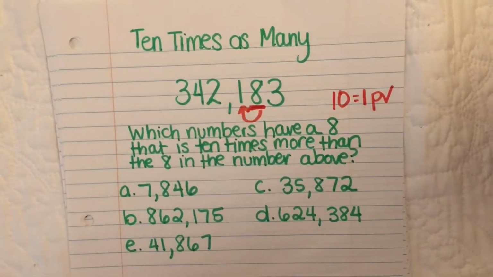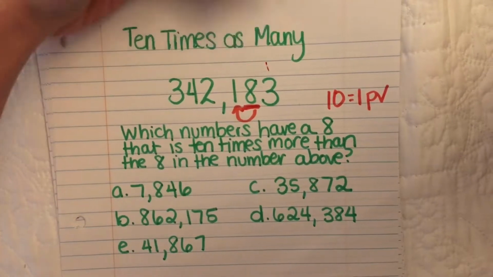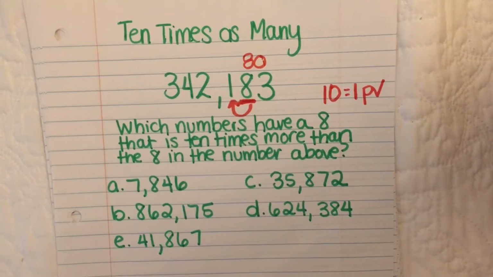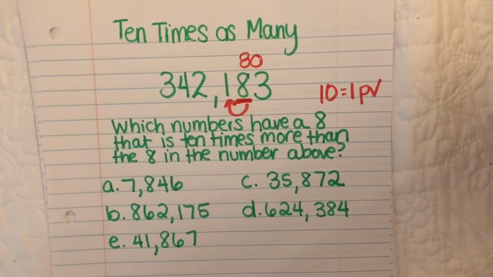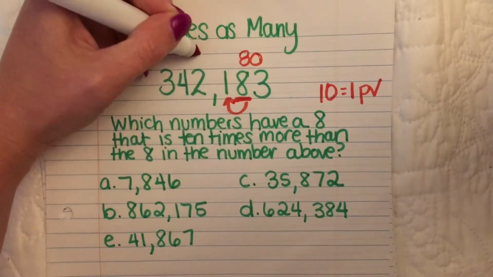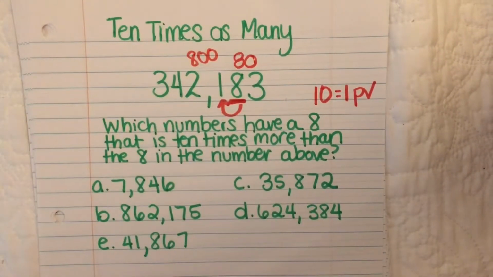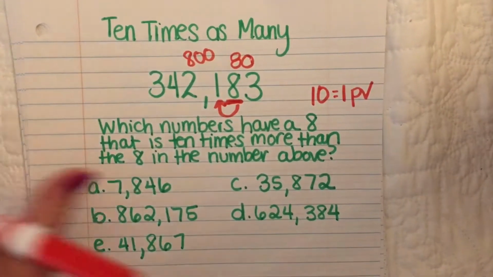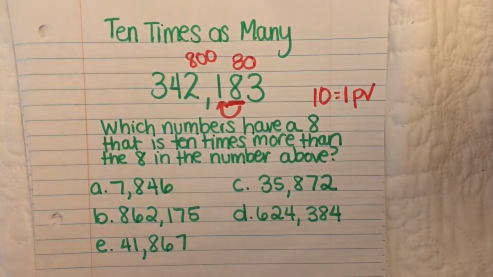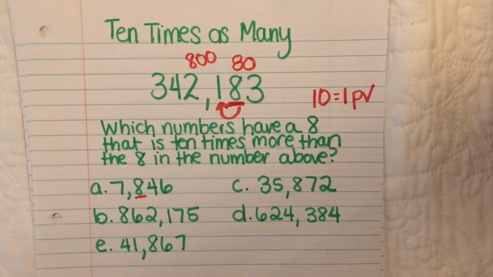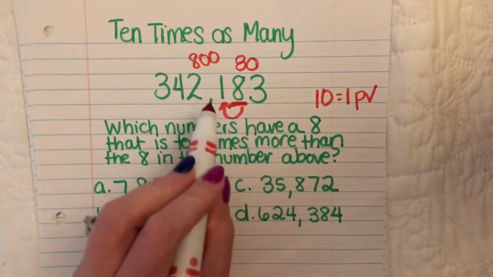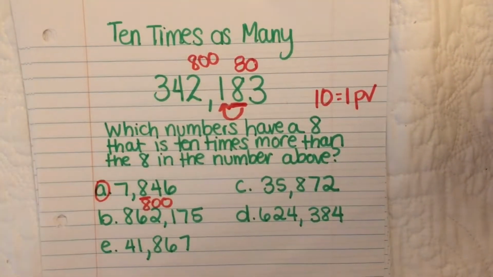So again, I would pull out that 8. Ones, tens. The value of this digit is 80. So if it's 10 times more, we're looking for, and I said it's one over, an 800 value. So when we look down, A, 7,846, no other numbers matter except for the 8 digit. So in here, what's the value of this 8? 800. That's 10 times more than 80. So A would be an answer.